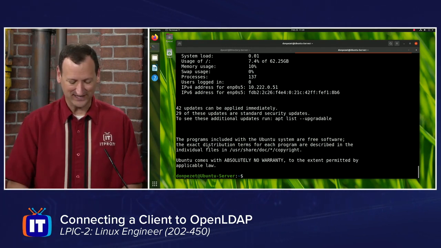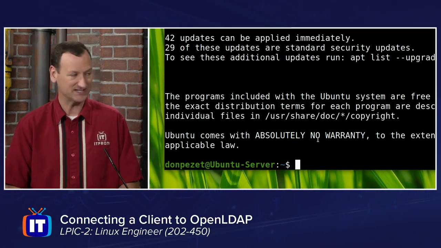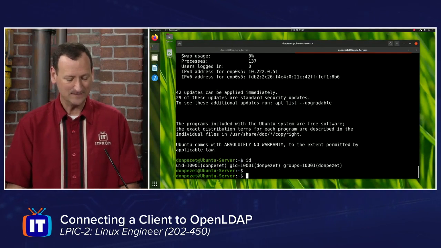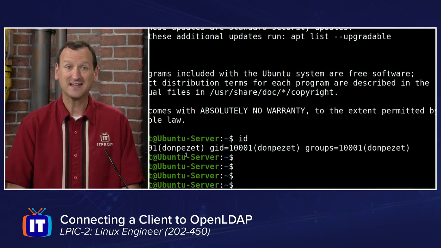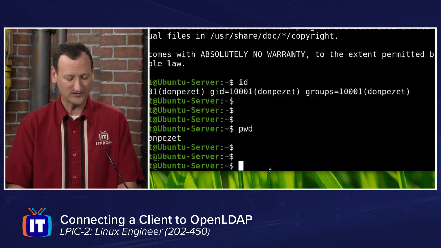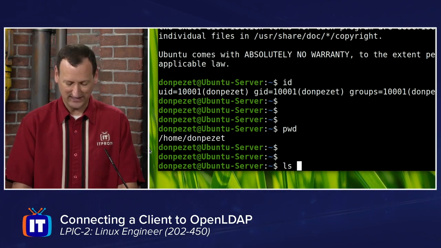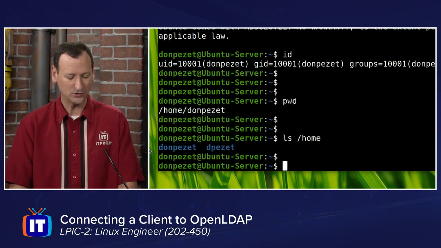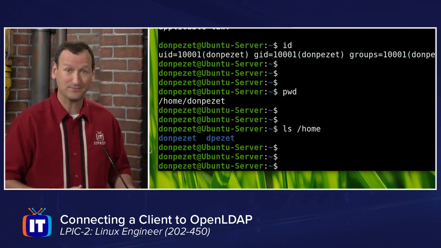And I did log in. I can see in my prompt down here, donpazet at Ubuntu server, so that's good. If I do id, I can see my user ID is not 1000. My user ID is 10,001. And if I look at my home directory, I'm in /home/donpazet. And if I pull up a listing of /home, I can see there's 2 separate folders because I'm logged in as a whole separate user, right?